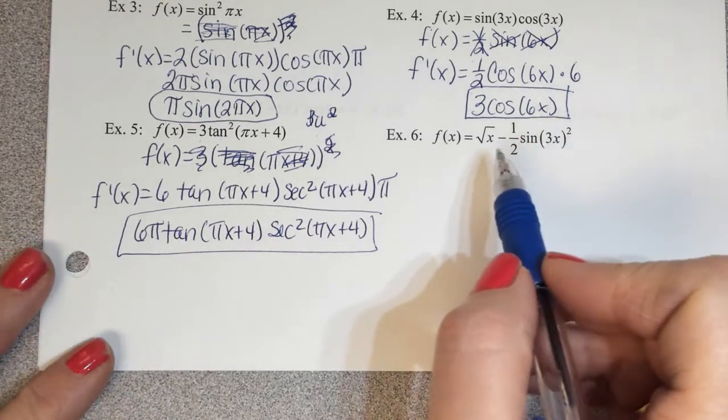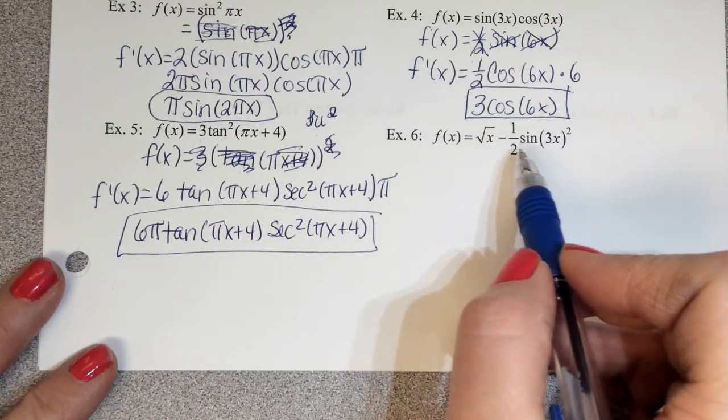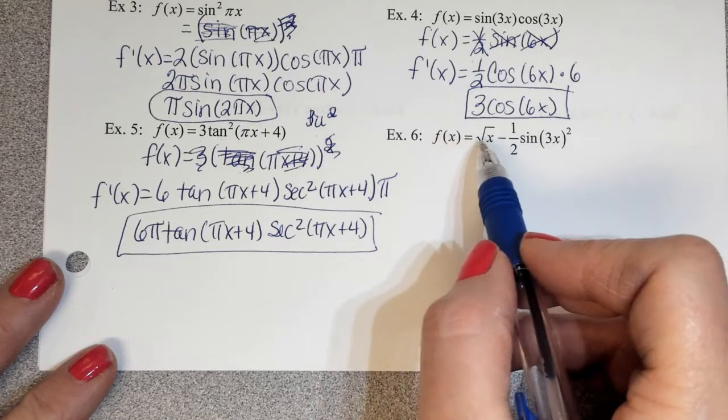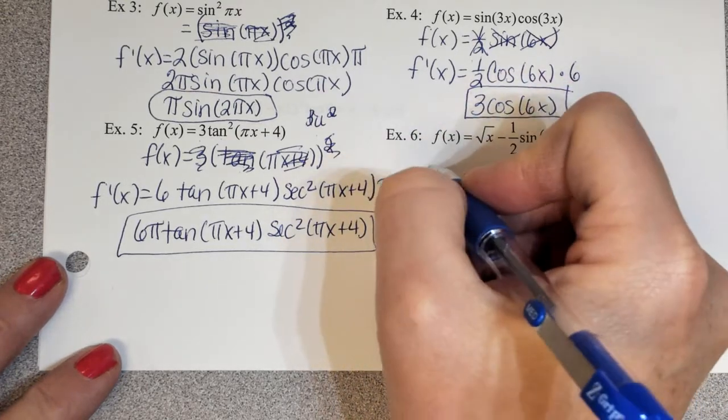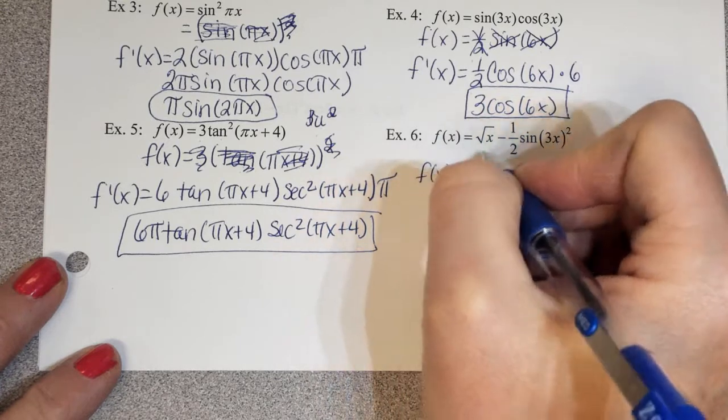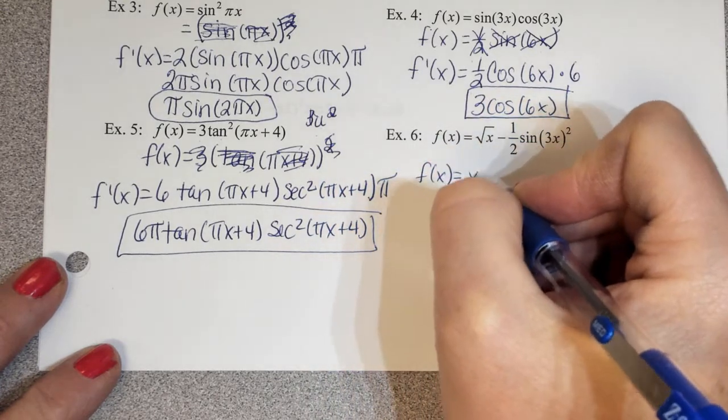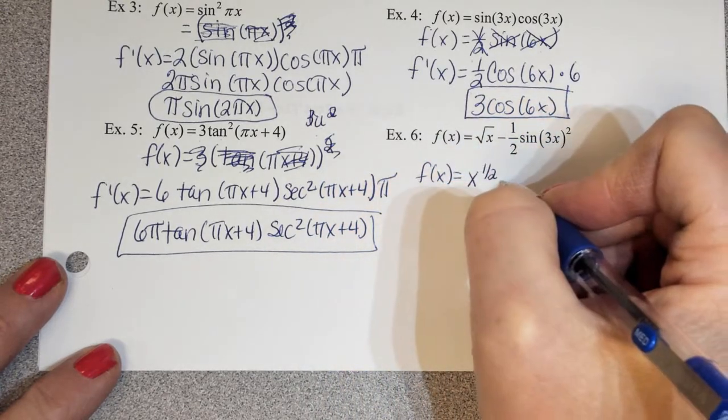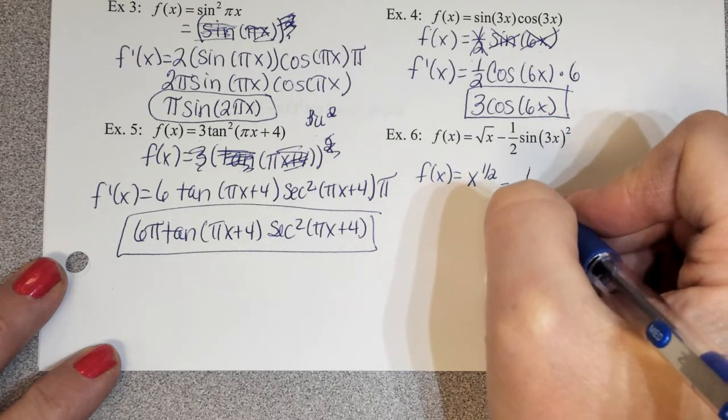All right. Last one here. So I'm going to rewrite this problem in a better way. Radical x, I should write as x to the 1/2. This is 1/2.